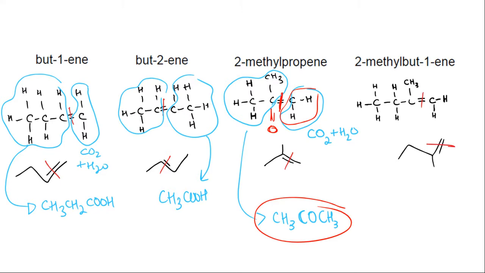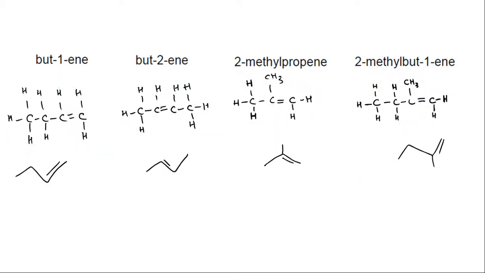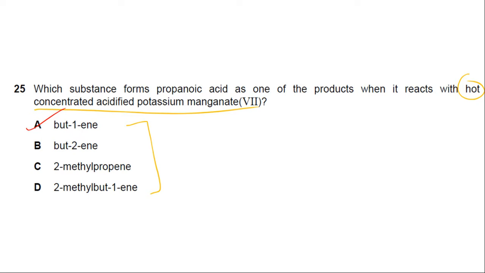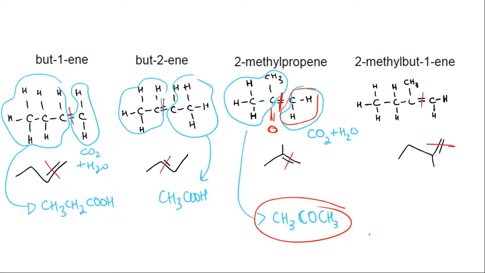And for 2-methylbut-1-ene, again this gives you CO2 plus H2O. And if you observe, this is your ethyl and this is your methyl, and again you have no hydrogen on the carbon which is involved in the double bond, and therefore it will again give you a ketone. In this case it's butanone. Okay, so the answer for our question would therefore be but-1-ene. So all you had to do was know the oxidation of alkenes, how it works, and then form the products and just observe them.